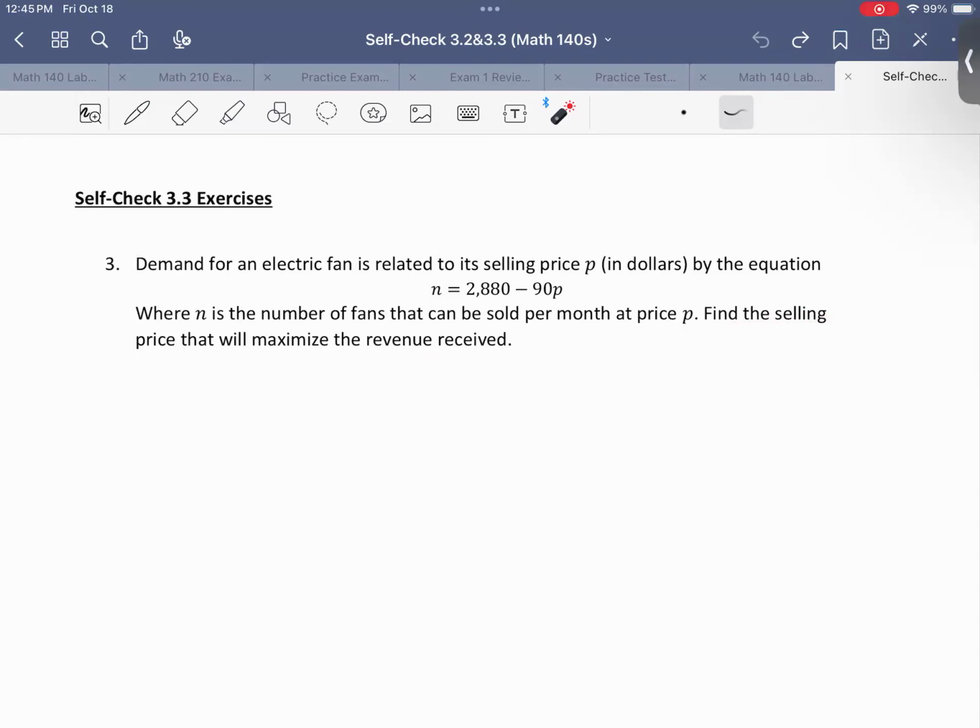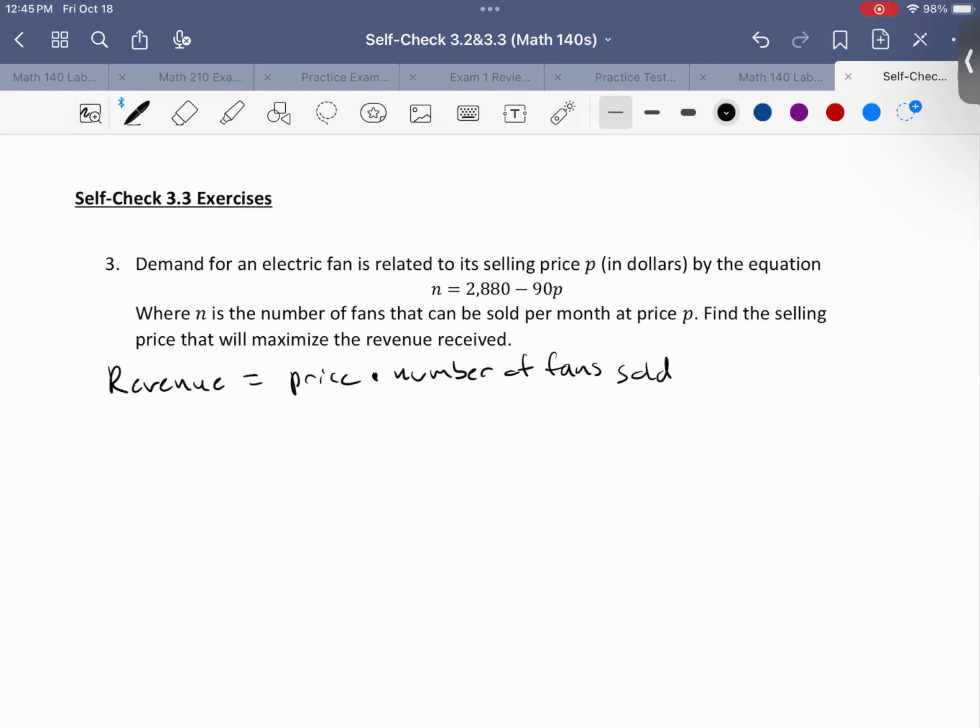So just remember that we need to find the revenue function. So here, revenue will equal the price times the number of fans sold. Okay, so that means the revenue function will equal price P times N, just the number of fans sold.